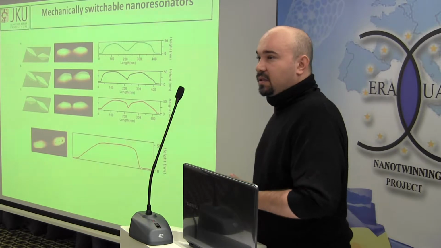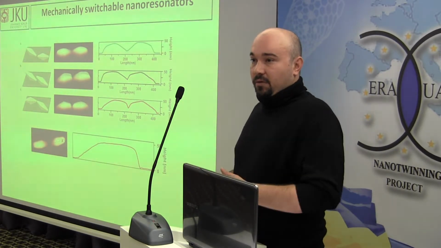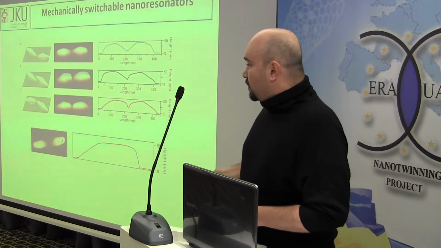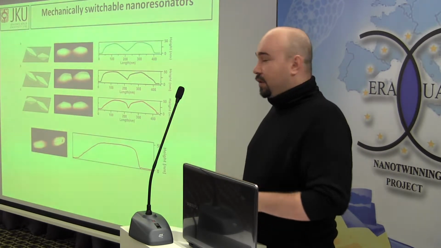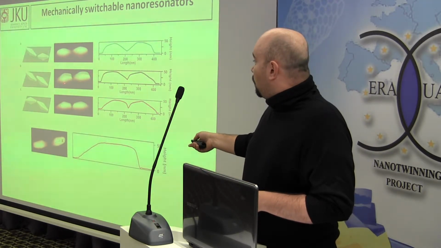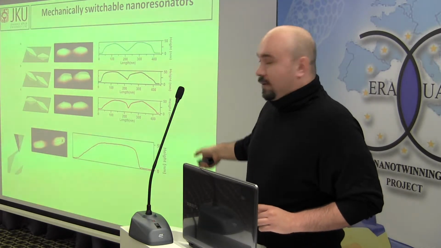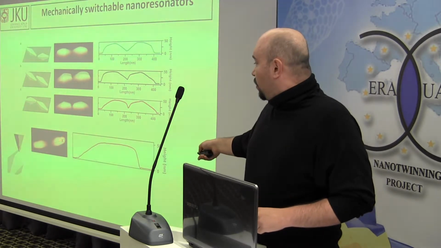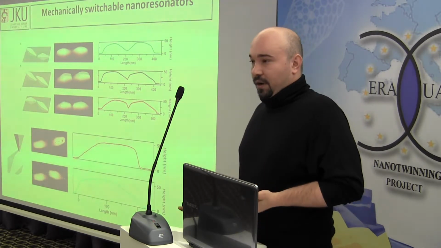And now the main question is, can we mechanically change the configuration without destroying the nanoresonator? So what we want is to just push this tip of the B pyramid and change the configuration from both tips down to this configuration where one tip is up and one tip is down. So we did this. We applied force on this tip, and afterwards we switched the configuration.